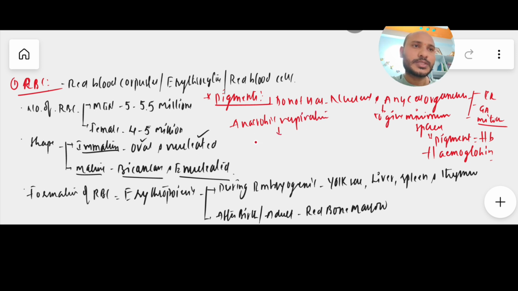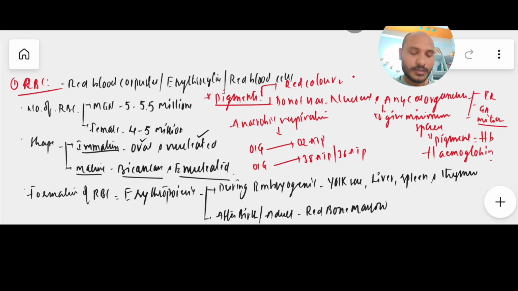Once RBC performs anaerobic respiration, one molecule of glucose gives rise to only 2 molecules of ATP. But in cells that perform aerobic respiration, one molecule of glucose gives rise to 38 ATP, or 36 net ATP. Only in RBC, due to the absence of mitochondria, it gives only 2 ATPs. And due to the presence of the hemoglobin pigment, the color of the blood is red.